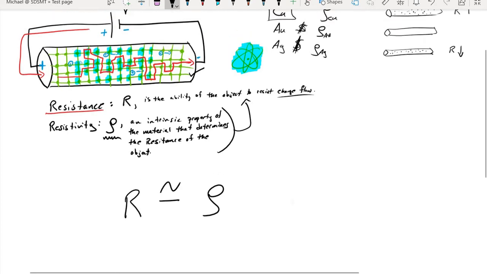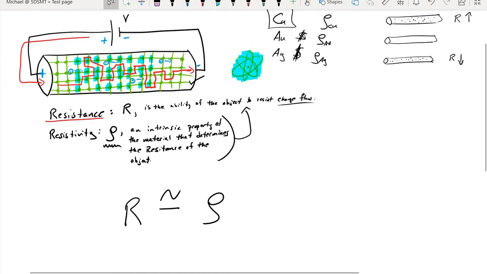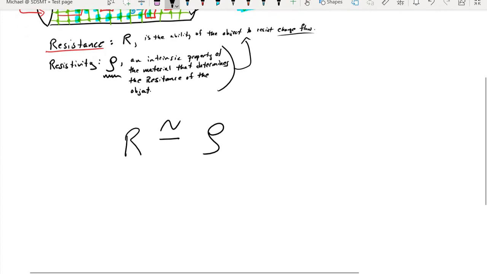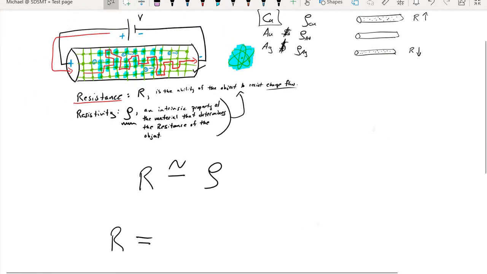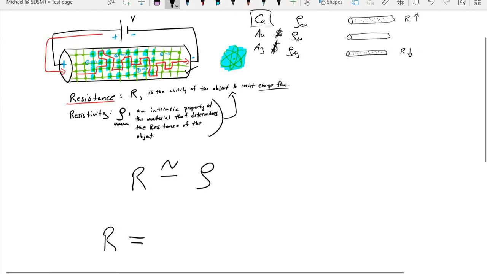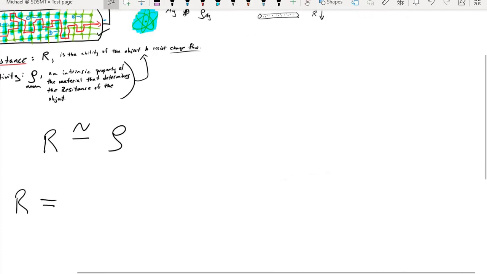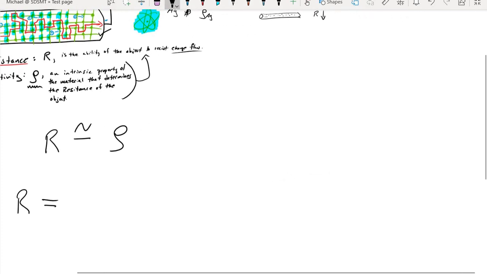Right now the value of our resistance is going to be proportional to the resistivity. So the higher the resistivity, the more hindrance our charge runs into, the higher the overall resistance. But there's more to this equation. We need to turn this into an equality and not just a proportionality. So let's take the same idea of our charge running into some hindrance as it goes through this material, and let's consider some different scenarios.